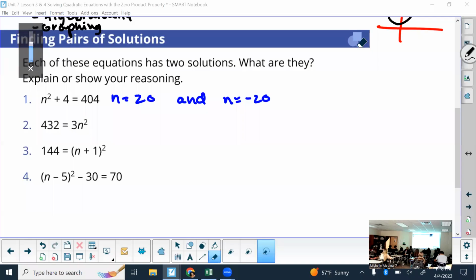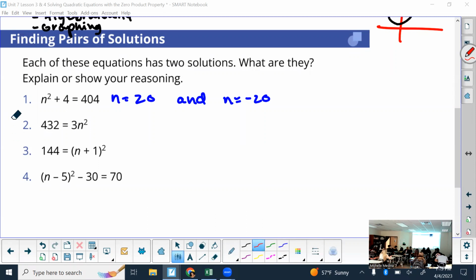So we did number 1 yesterday. The answer was 20 and negative 20. So there's 2 solutions, and we did the work yesterday. If you go back, watch that video and look at those notes online, then feel free to. The rest are pretty similar as far as the process.